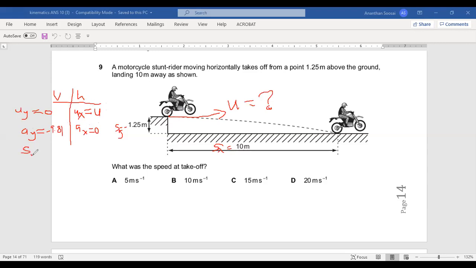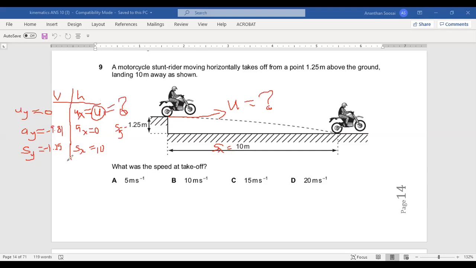And SY is negative 1.25. And SX is found to be 10. A lot of information. You're looking for U. You're looking for U. So this is U.